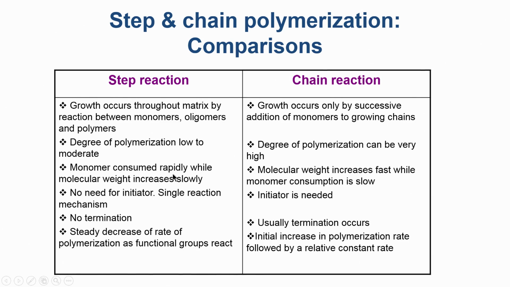In step reaction, the monomer is very rapidly consumed just because the reaction is happening at all monomer sites at once. In case of chain reaction the monomer consumption is much slower, but the molecular weight increases quite quickly as the chain grows.